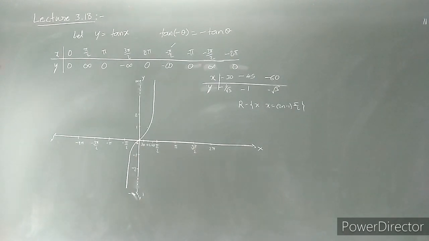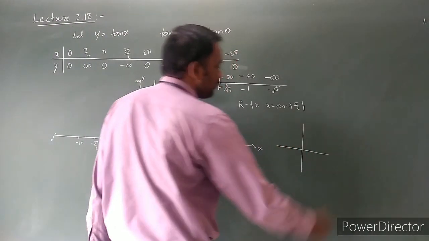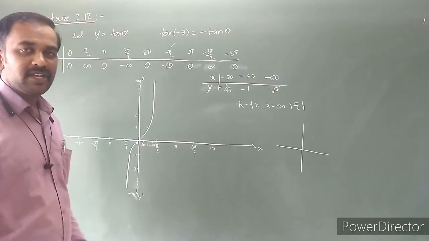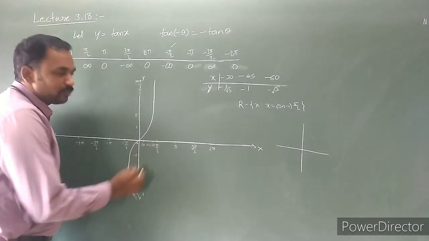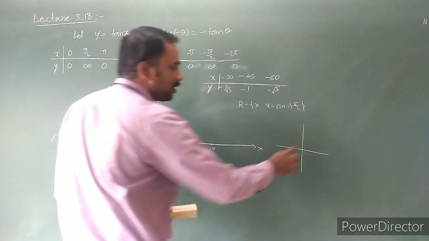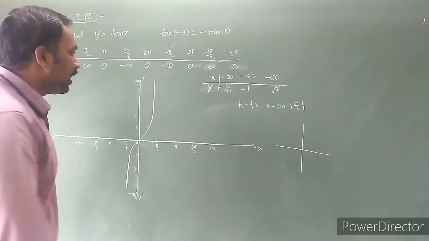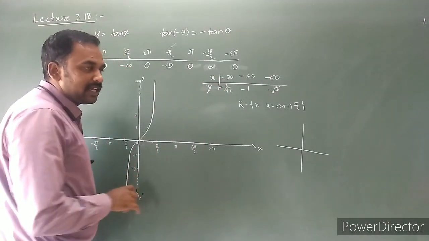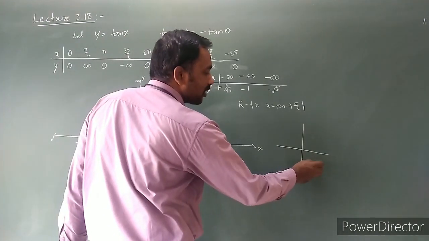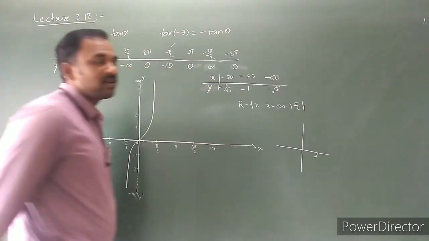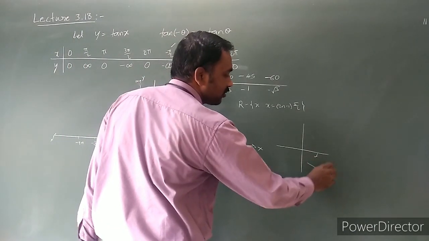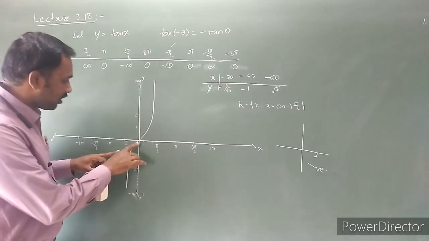Okay, observe here. Come for the quadrants. In which quadrants is tan positive? In the first quadrant as well as in the third quadrant, tan is positive. In the remaining quadrants, tan is negative. 0 to pi by 2 is nothing but the first quadrant. Suppose you take the angles minus 30 degree, minus 45 degree, minus 60 degree. Which quadrant do they come in? The fourth quadrant, because the angle is measured in the clockwise direction. In the fourth quadrant, is tan negative or positive? It is negative.